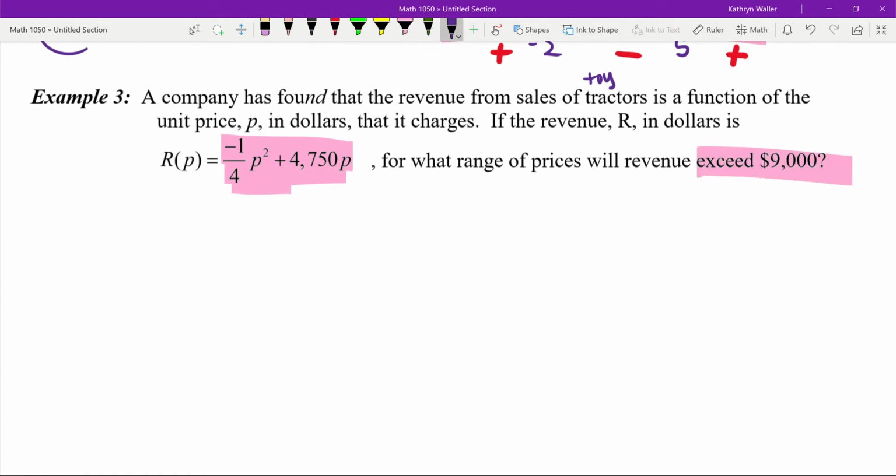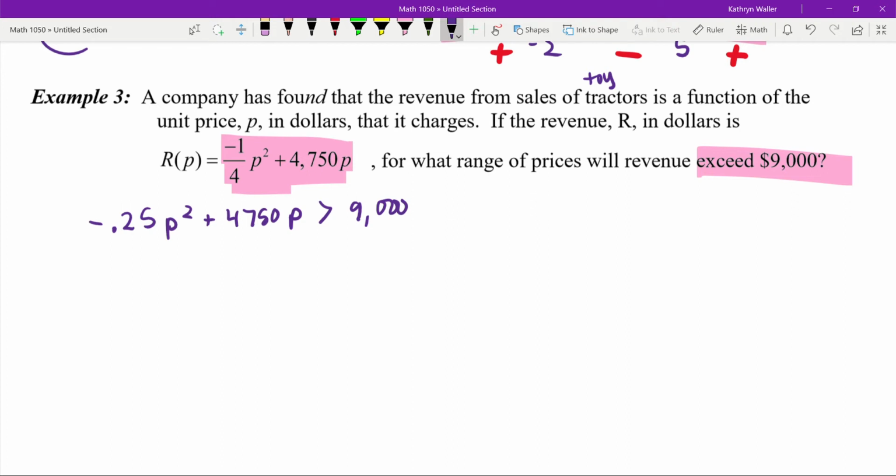Okay, so let's write this down. Everybody go negative. 1/4 is exactly 0.25. Can I write that down, 0.25? Sure, fits exactly, you bet. So negative 0.25 p to the second, plus 4,750p exceeds, what am I going to put in place of exceeds? Greater than, yep, 9,000.